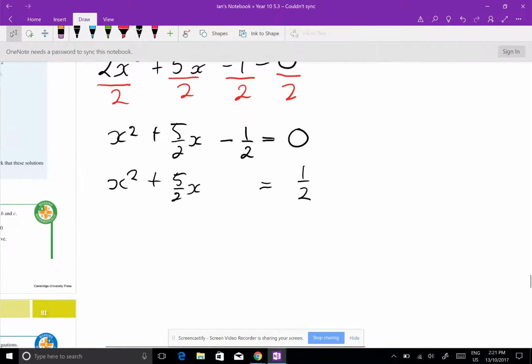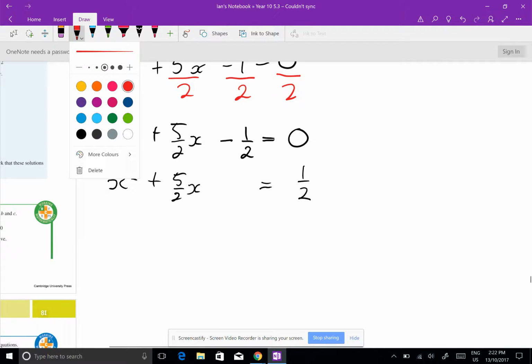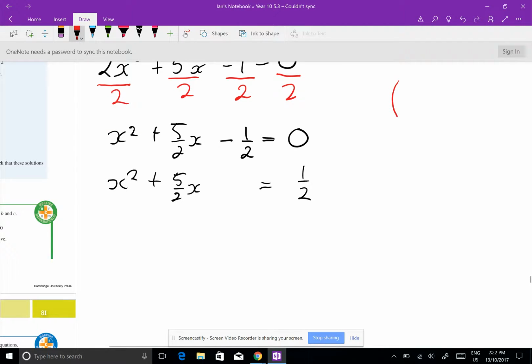Now here's the tricky bit. I got 5 on 2. So a half of 5 on 2. You can do that on your calculator, go 5 on 2 divided by 2, but you should know half of 5 on 2, half times 5 on 2 equals 5 on 4. Now, 5 on 4 squared equals 25 on 16. So I'm going to add 25 on 16.